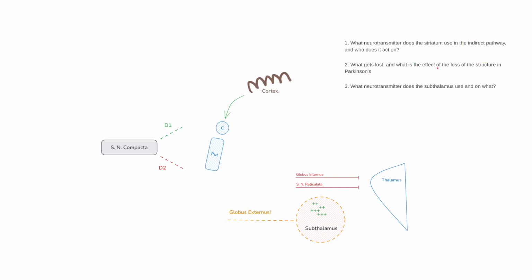What gets lost, and what is the effect of the loss of structure in Parkinson's? Well, in Parkinson's, you lose this. You lose the compacta. You lose the go grandma. The go grandma loves supporting the direct pathway and loves inhibiting the indirect pathway, but more about supporting the direct pathway, right? So if you lose this, you won't be able to really inhibit this, and so you won't get movement, right? So you get a hypokinetic syndrome.